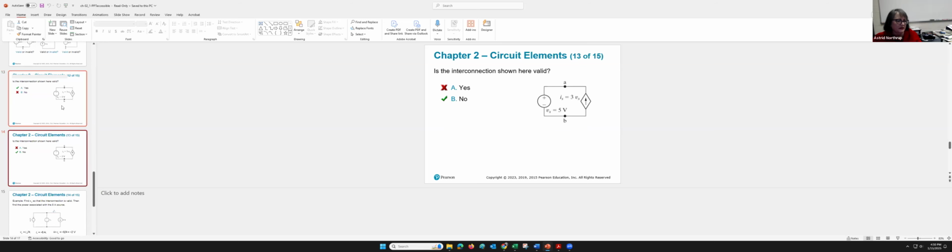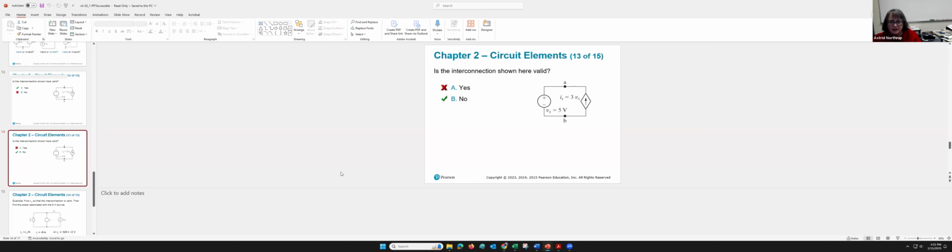This one bothers me a little bit. Let's take a look here for just a second. See, this one says that it is not valid. And I think that this drawing is in error. If I look at this, the drawing here on this slide is the same, except it says the interconnection here is not valid. I do not see where it is not valid.